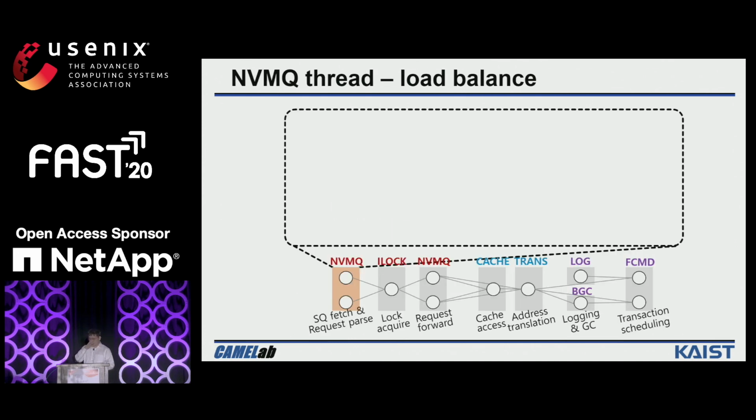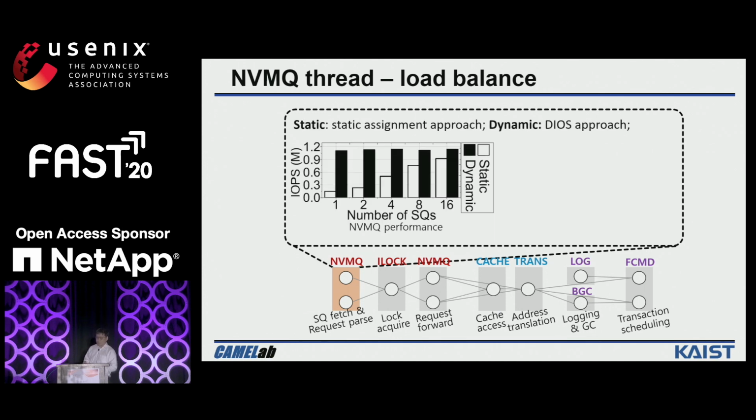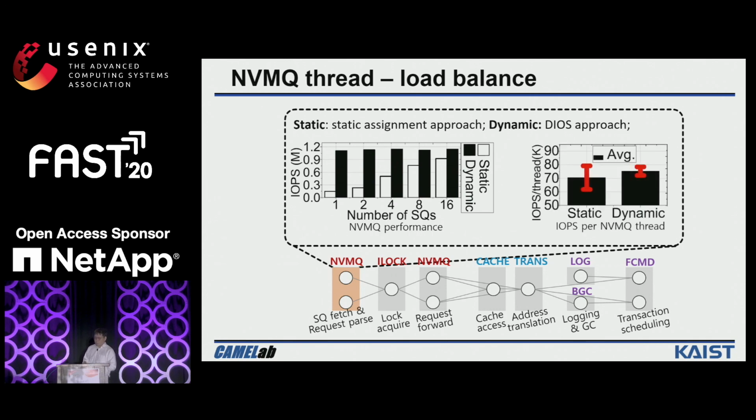We also evaluate the performance of NVMQ threads by examining the static assignment solution and our DIOS approach. As you can see from the figure, the DIOS approach can keep the high performance with various numbers of submission queues. In addition, with DIOS, each NVMQ thread can process a similar amount of the load, which guarantees the load balance.